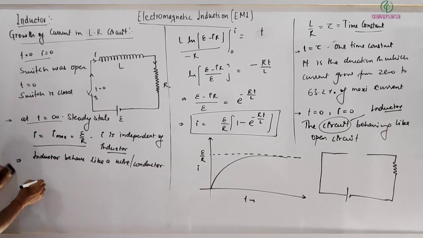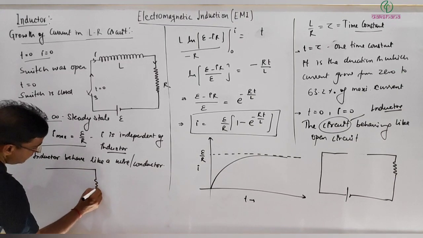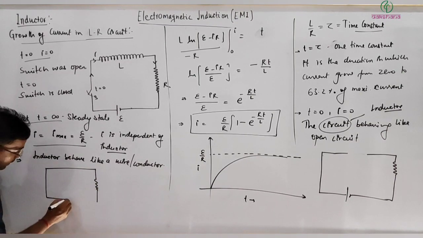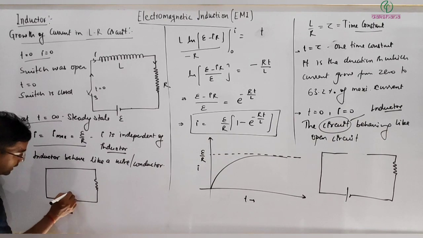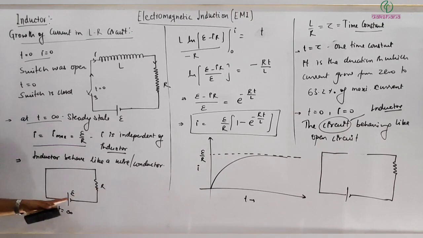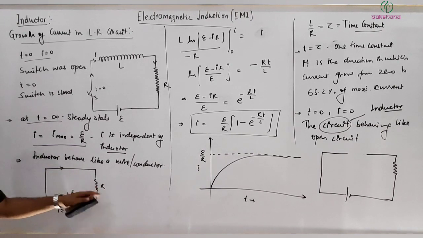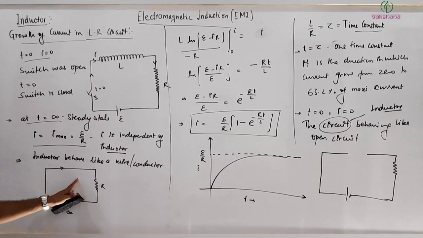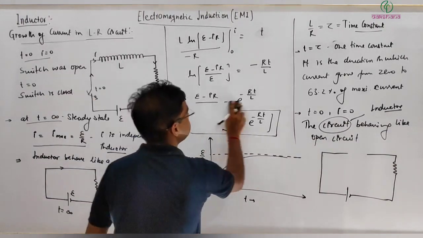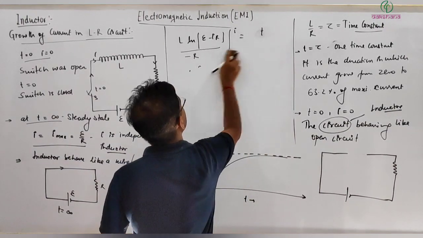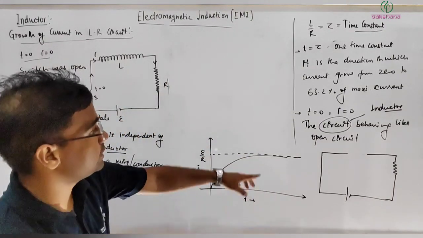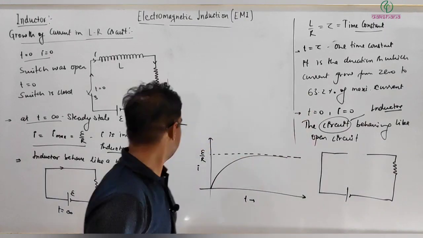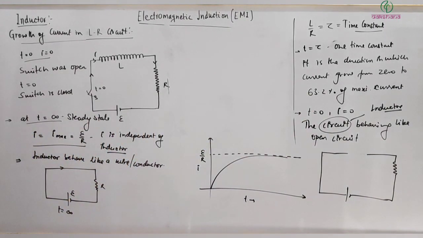Clear? So this implies the circuit will be what? This: switch closed, at t equal to infinity, E, R. What will be the current in the circuit? You can say E by R. Simple thing. Getting it? All right. So that is how, you should remember these are important points. So here we got this t, and that is how your inductor is behaving at 0 time, okay.